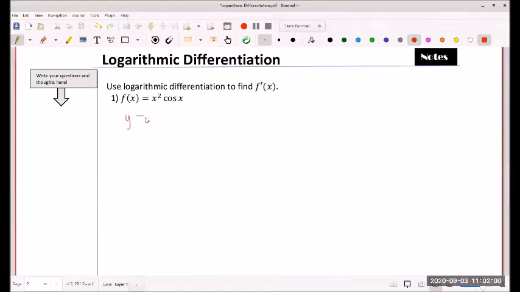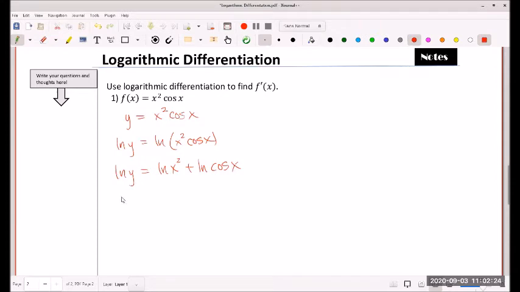Again, we'll start by replacing that f of x with y. So y equals x squared cosine of x. And then I'll take the natural log of both sides, natural log of x squared cosine of x. I'll use the product rule on the right-hand side, the product rule of logarithms. So that'll be the natural log of x squared plus the natural log of cosine of x. And then I'll go ahead and do the implicit differentiation.